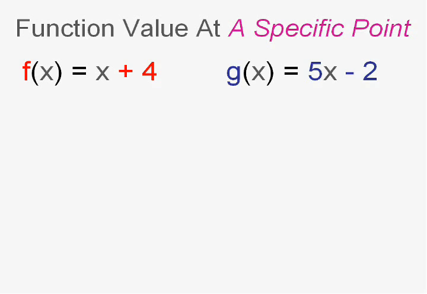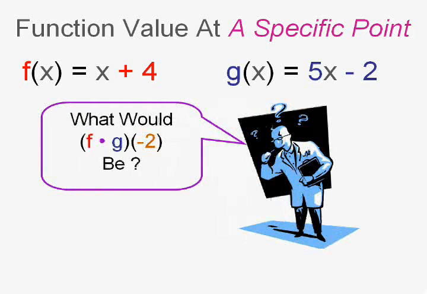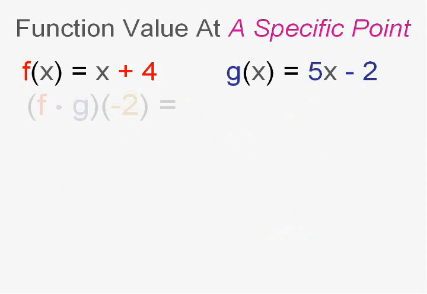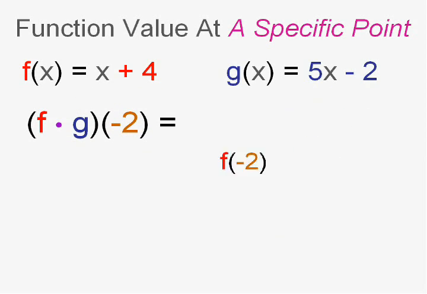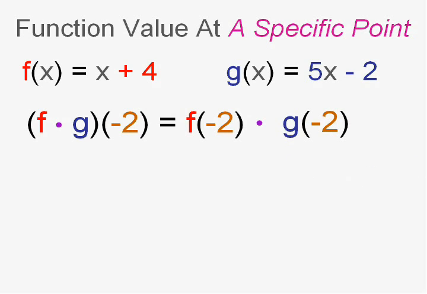Let's do the same thing at a specific value or a specific point. Let's figure out what f times g of negative 2 would be. Well, that's going to be f of negative 2 times g of negative 2. Probably easiest to find the specific points first. f of negative 2 means plug negative 2 into the function f. And then we'll multiply that times g of negative 2, which means plug negative 2 into the function g.